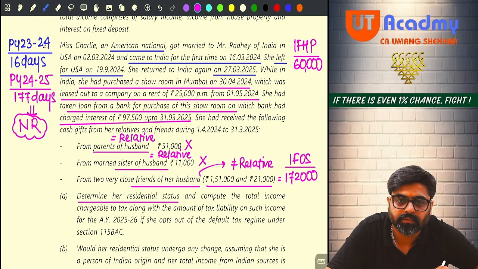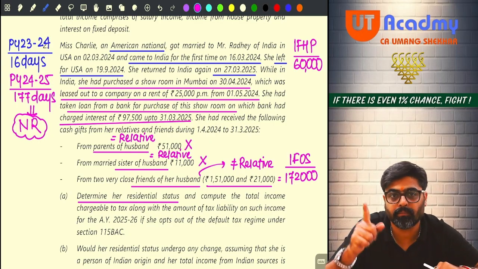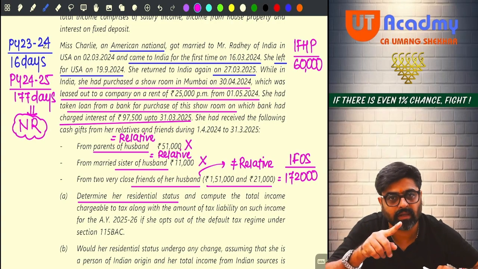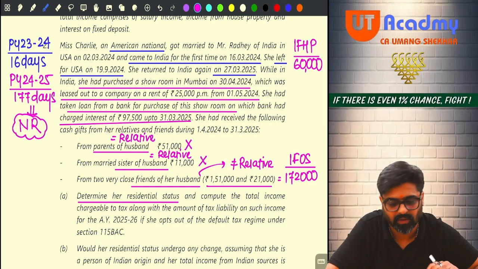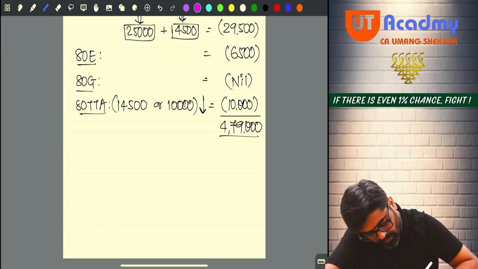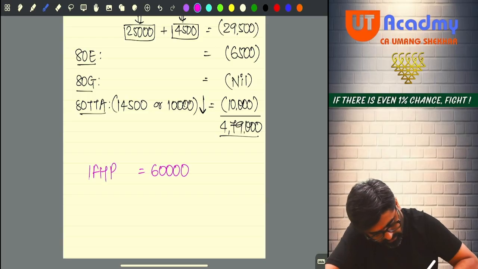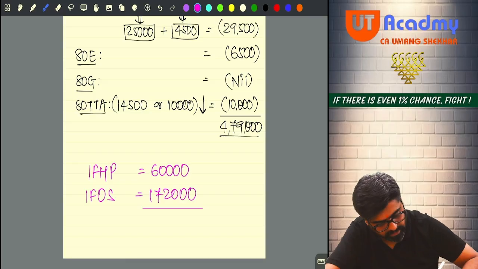Yes or no? So now she is having two incomes. This is IFOS income and house property income, based on her residential status. Will it be taxable? No. Indian incomes are always taxable for all types of assessees. Yes or no, sir? So tell me, how much will be her GTI? Income from house property will be 60,000, and income from other sources will be 1,72,000. Yes or no? So the total will be 1,72,000 plus 60,000, which is 2,32,000.